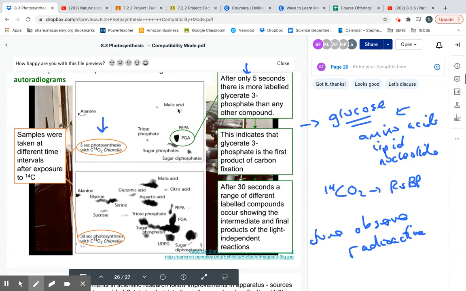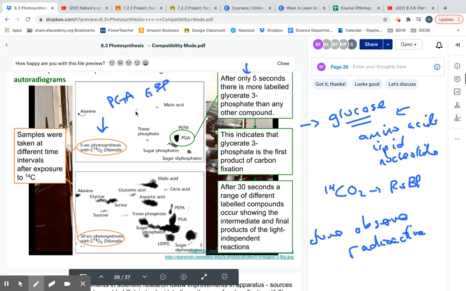Alanine is an amino acid, malic acid. Here's our triose phosphate, if you remember, that was made right before glucose. There's a sugar down here. And then right here, PGA. So PGA, I want you to think of PGA and glycerate 3-phosphate as kind of the same thing.